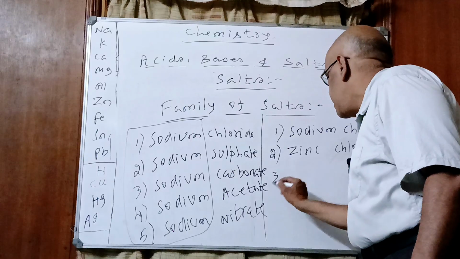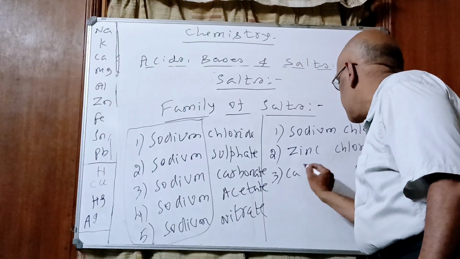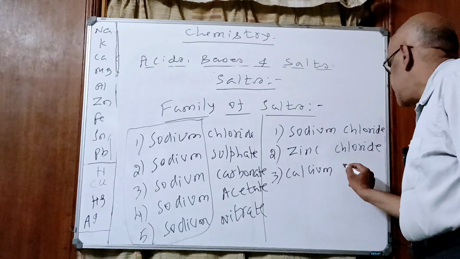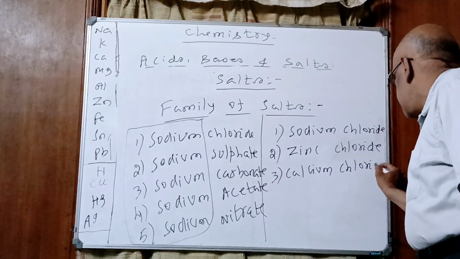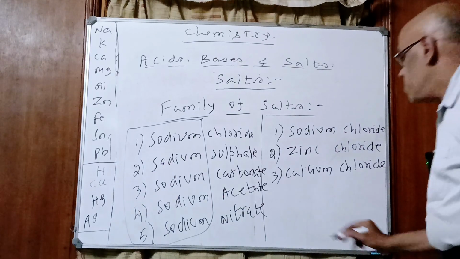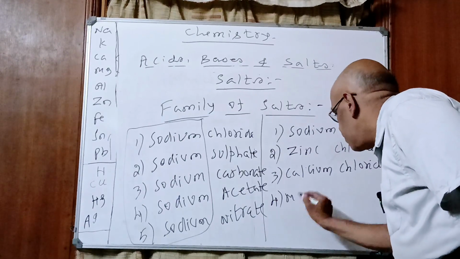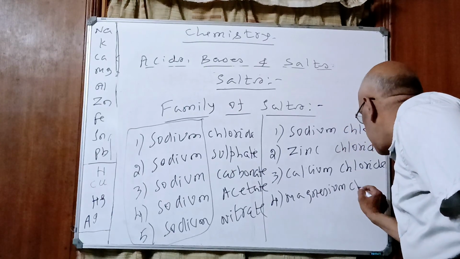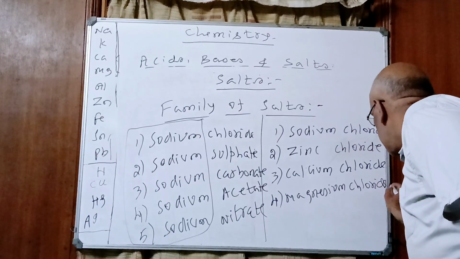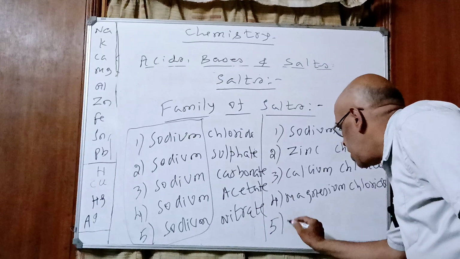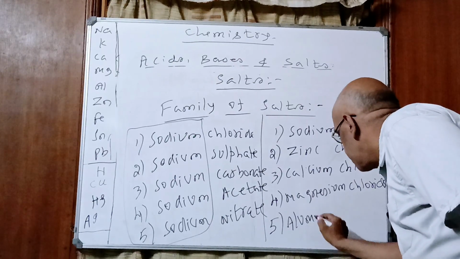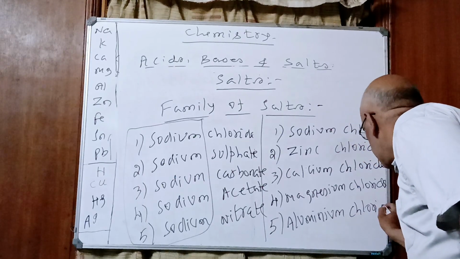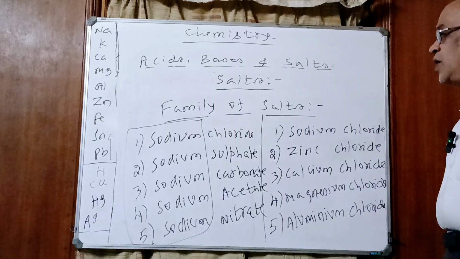Then calcium chloride. Calcium chloride, CaCl2. Then magnesium chloride. Then, children, aluminum chloride. They are said to belong to the same family of salts.